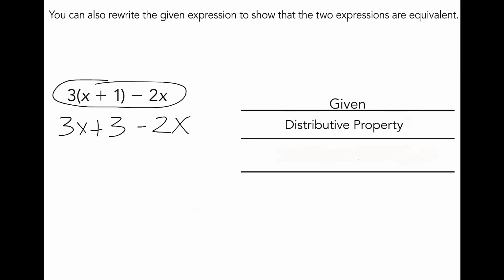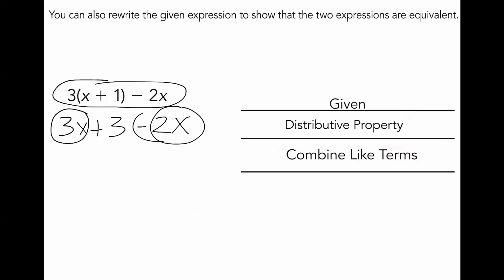Now, within our new expression that we rewrote, we have some like terms. We actually have the negative 2x here. If we follow the steps of combining our like terms, we come up with an expression that now reads x plus 3, which shows that these two expressions are equivalent expressions.